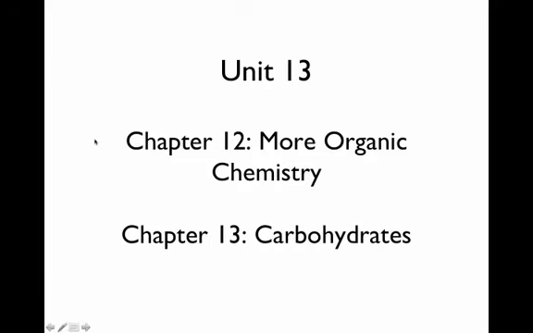This week's unit is actually going to cover two chapters. We're going to cover Chapter 12 in your textbook, which is probably not titled More Organic Chemistry, but that's what I'm going to title it. We're not going to spend a lot of time on Chapter 12. In fact, I'm going to ignore an incredibly large chunk of Chapter 12, so you won't have much to learn there. Chapter 13 we're going to cover pretty much all of in your book. So let's start with Chapter 12.